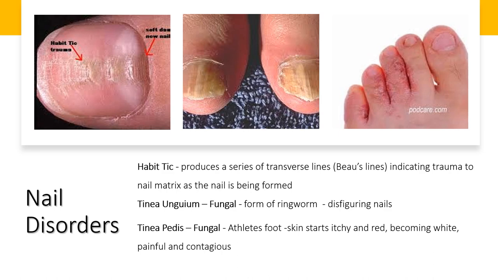Tinea unguium is a fungal infection, a sort of form of ringworm where the nails are disfigured. You can see that in the middle picture. Tinea pedis is also a fungal infection, and this is another name for athlete's foot. You can't see that clearly on this picture, but these toes are itchy, red, they become painful, very contagious, and this is known as tinea pedis, or athlete's foot.